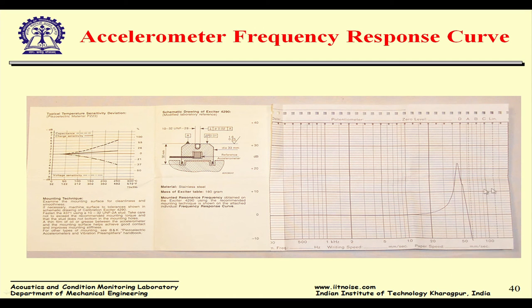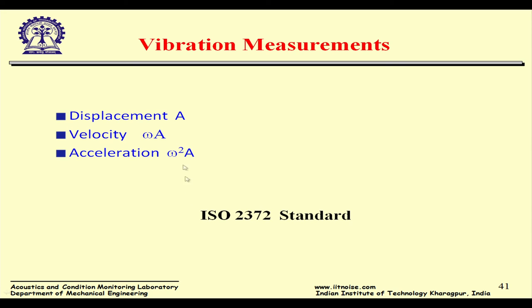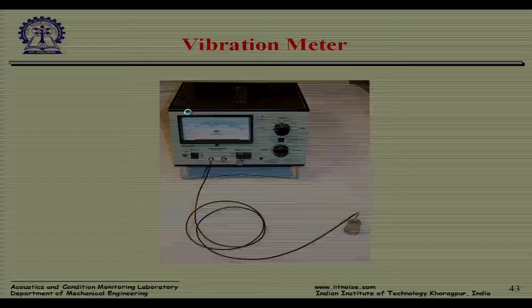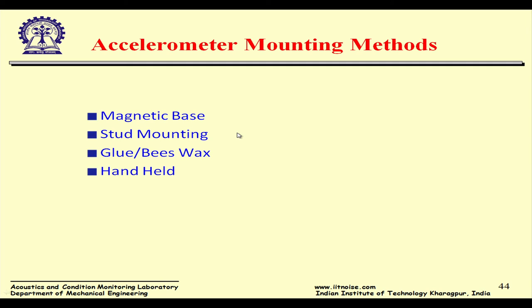And this is a typical frequency response curve of an instrument. The ISO 2372 standard tells you about vibration measurements, what kind of levels you have to be at, and what kind of frequency range. This is a charge amplifier which can take in a charge from a charge type transducer, and you can get output in terms of either acceleration or even sometimes force, because there are force transducers with a piezoelectric crystal inside them. It also has a built-in amplifier where you can amplify and send it onward for transmission. And these are some of the methods to mount the accelerometers: a magnetic base, a stud mount, or handheld.